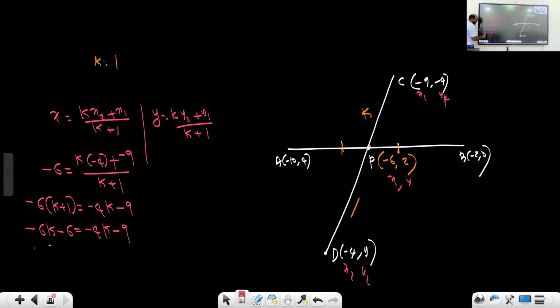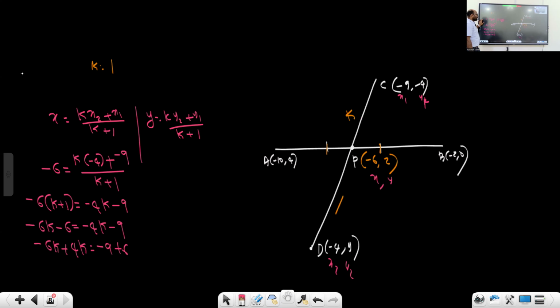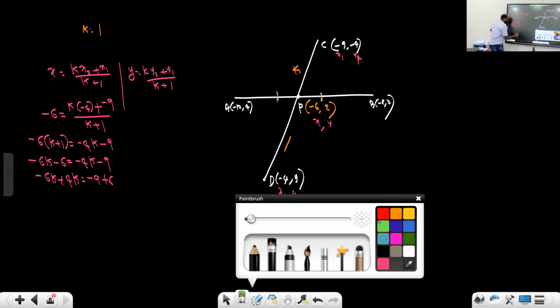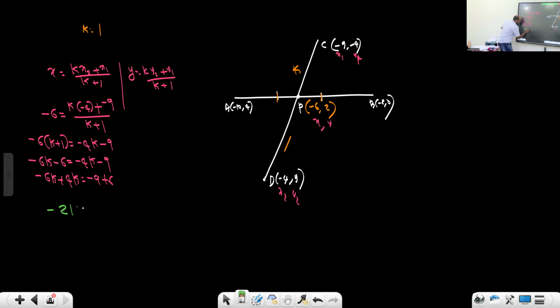Keep the k terms together. Don't make a mistake. It is a very good question, only I'm really afraid of your calculation part. Tell me, what is k? Minus 2k equal to minus 3. K equal to what? 3 by 2. What is the ratio? 3:2.